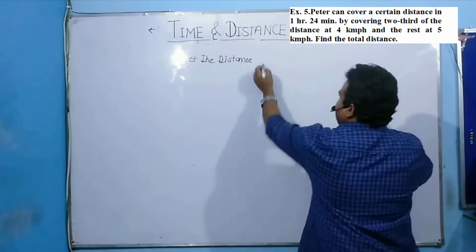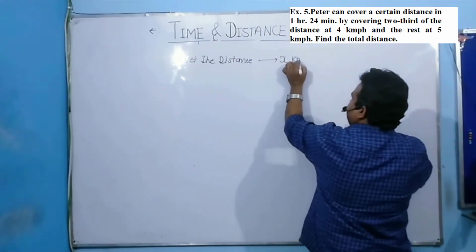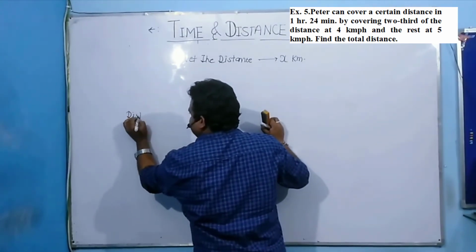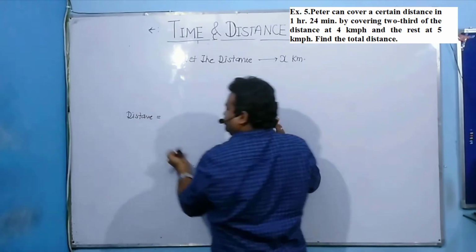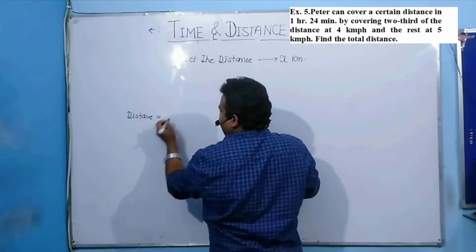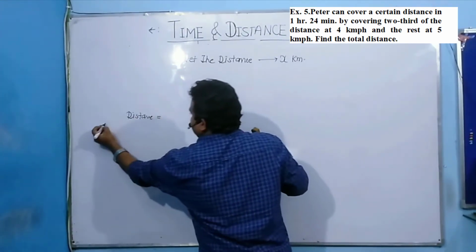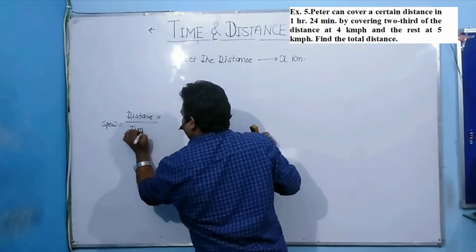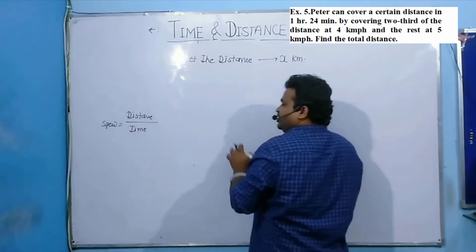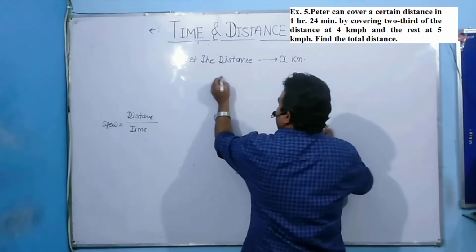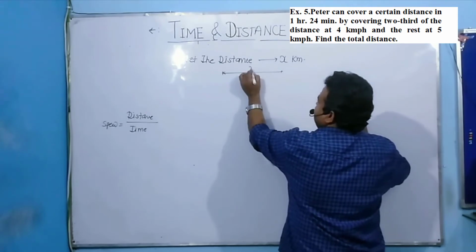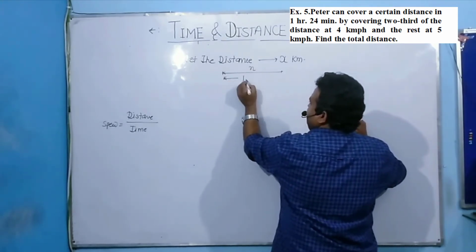covered by Peter is x kilometer. Okay, now what is the formula? Speed is equal to distance upon time. This is the formula. Time value is mentioned, total distance is covered. Let the total distance be x, and this total distance is covered in how much time?